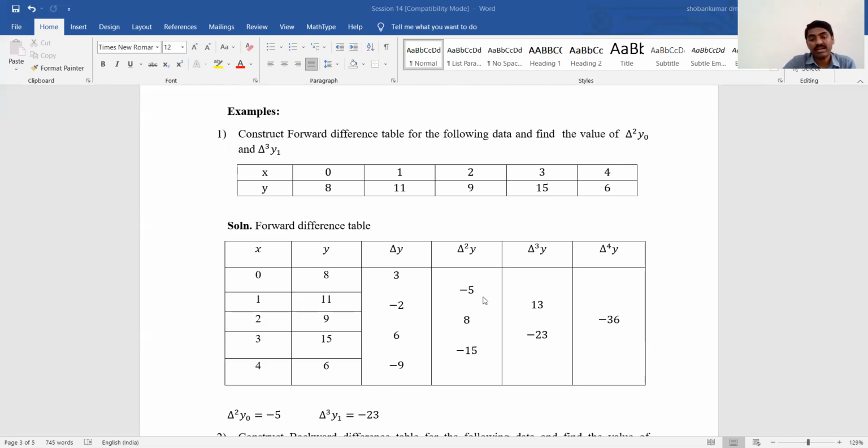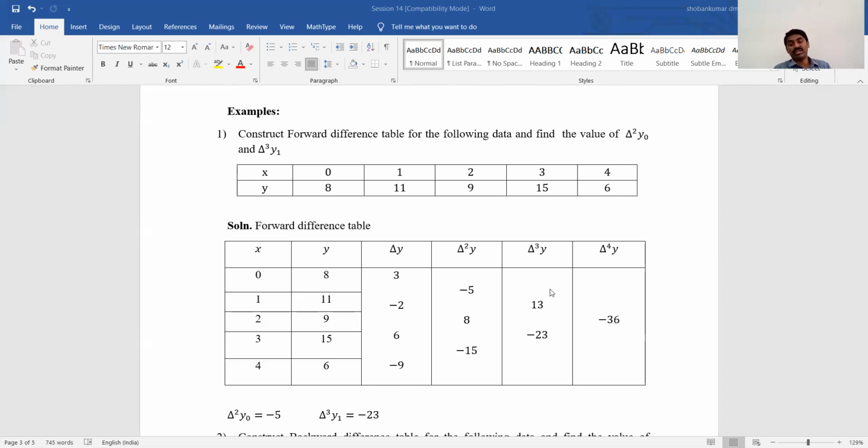Now we have to write the second forward differences. Delta y1 minus delta y0, that means minus 2 minus 3 is minus 5. And 6 minus of minus 2 is 6 plus 2 is 8. Minus 9 minus 6 is minus 15. These are the second forward differences: delta 2 y0, delta 2 y1, delta 2 y2.